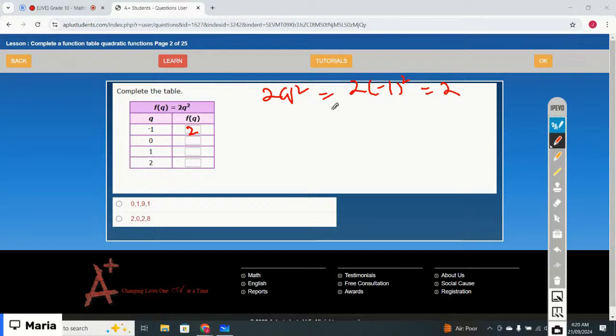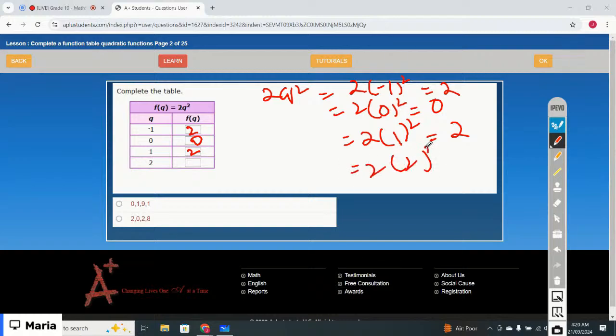The next one is 0. 2 times 0 squared is 0, so you have 0. The next one is 1. 2 times 1 squared is 1 times 2, which is 2. Then you have 2: 2 squared is 4, and 4 times 2 is 8. So the values are 2, 0, 2, and 8. Option number 2 is the correct option.